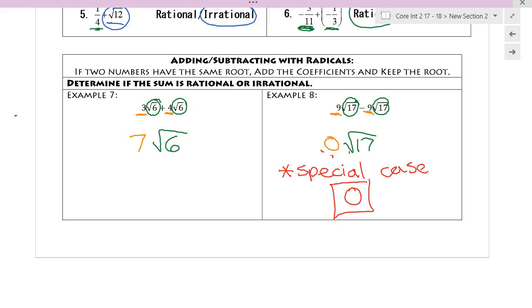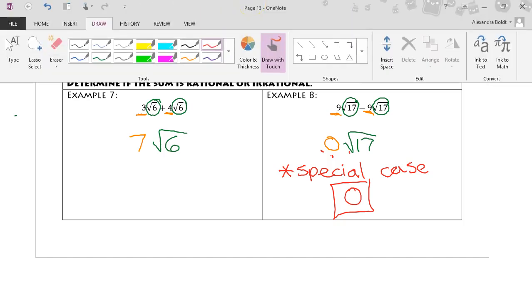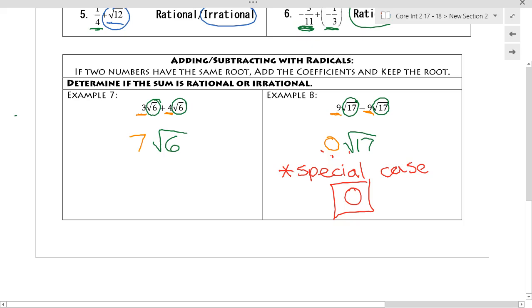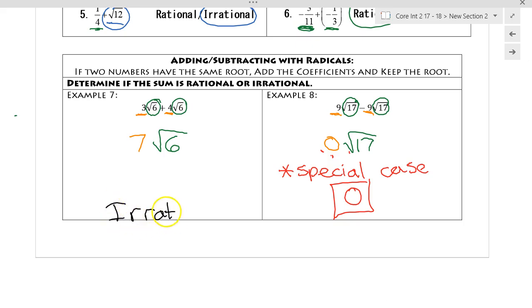Now, deciding if these are rational or irrational. These were irrational numbers. I still have a root. That means it's irrational. 9 square root 17 minus 9 square root 17. Again, this is a special case. Usually I would say this is irrational, but because it became 0, 0 is a rational number.